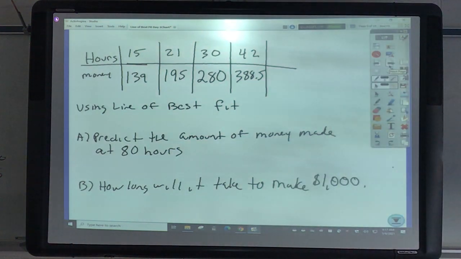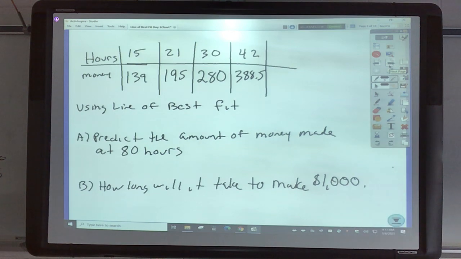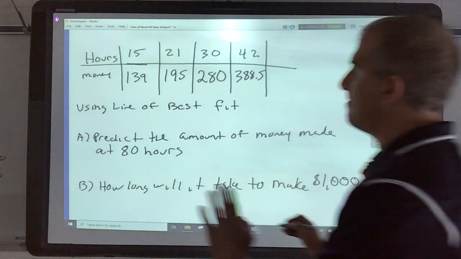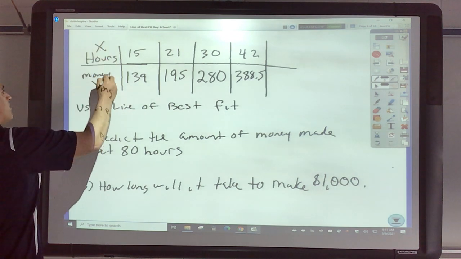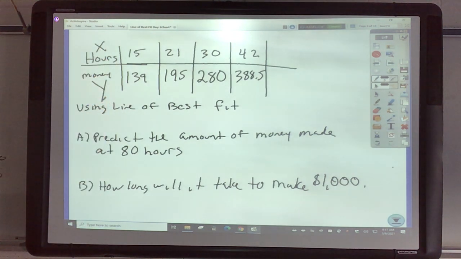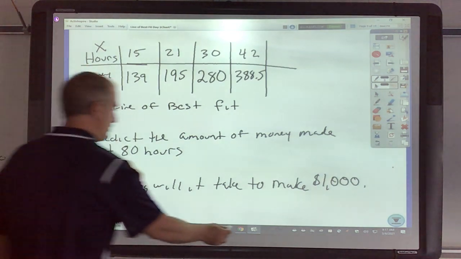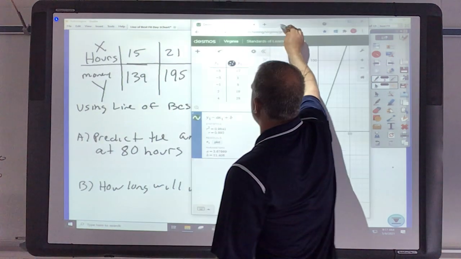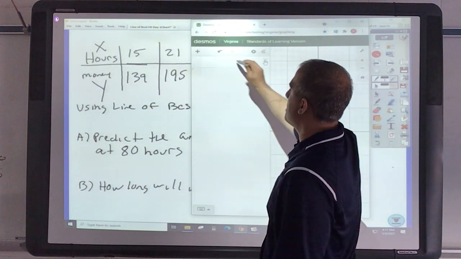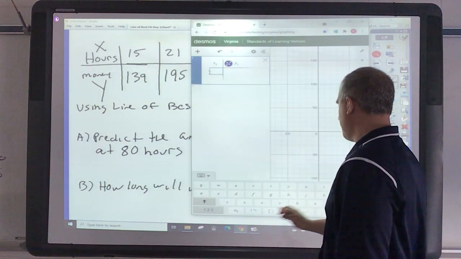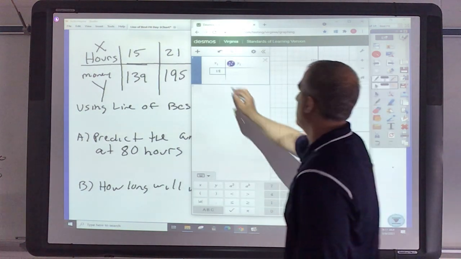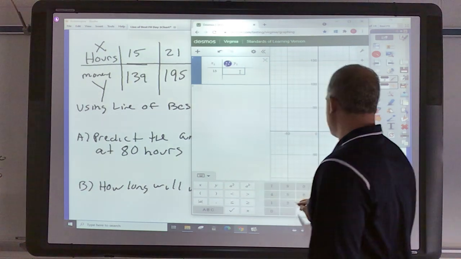Now it says hours and money. Use a line of best fit. Now here's what's key. This will be your x. This will be your y. That's going to be very important. So hours is x, money is y. So I'm going to do the same table here. I don't need to worry about turning the table horizontally. It doesn't really matter. So I got 15, and then 139.